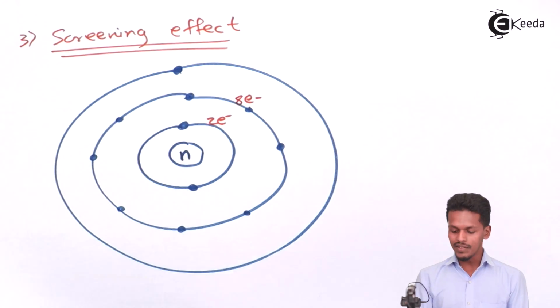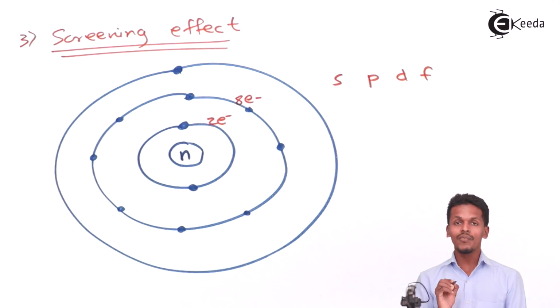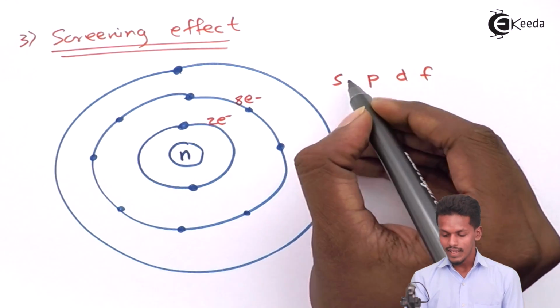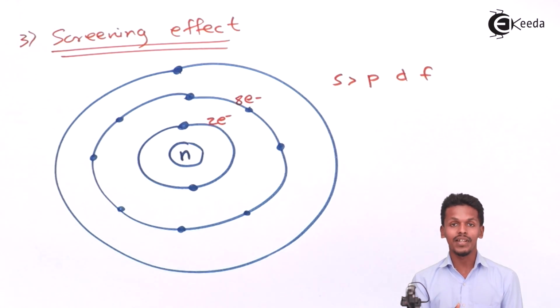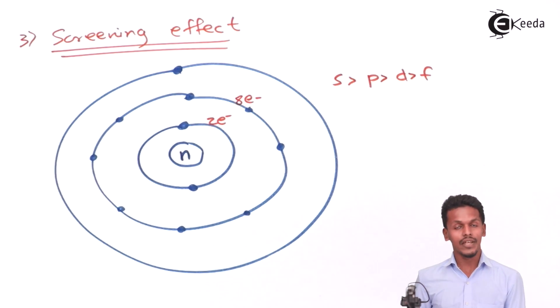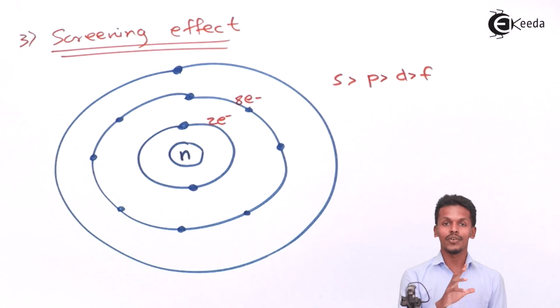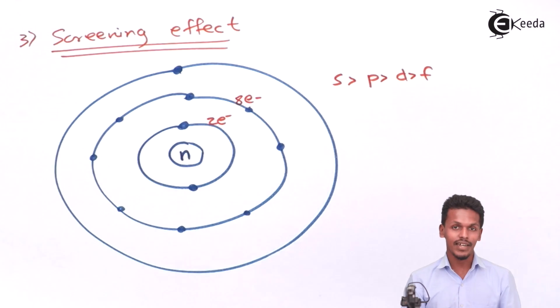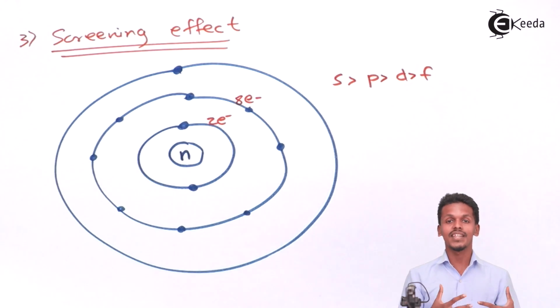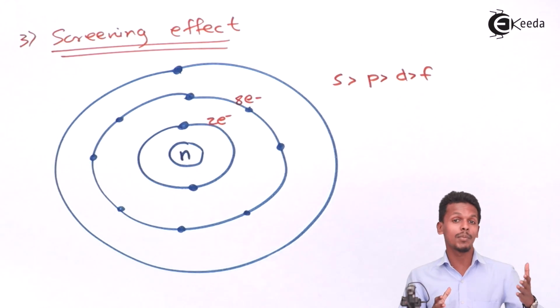And talking about the orbitals, we have S, P, D and F orbitals, in which it is known that S orbitals, which contain 2 electrons, will have more screening effect than P, D and F. This resistance of the inner electrons to the attraction of the outermost electron by the nucleus is known as the screening effect, and it plays a very vital role, because if the screening effect is more, the nuclear charge will be very much less, and because of which the atomic size will be more.